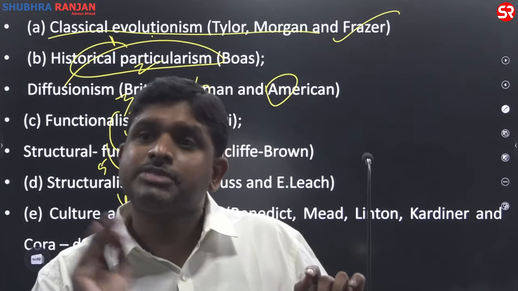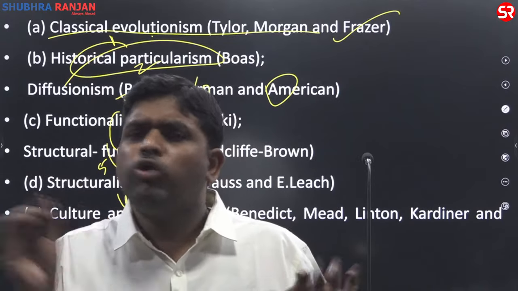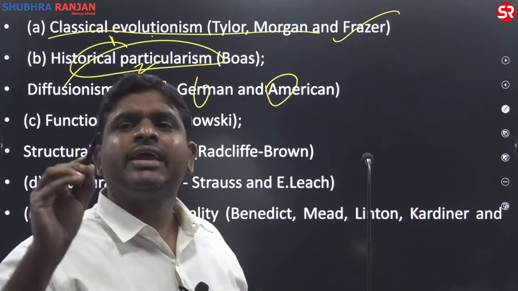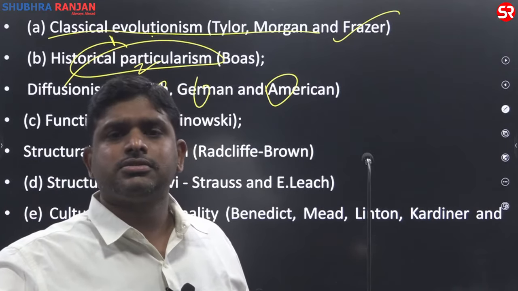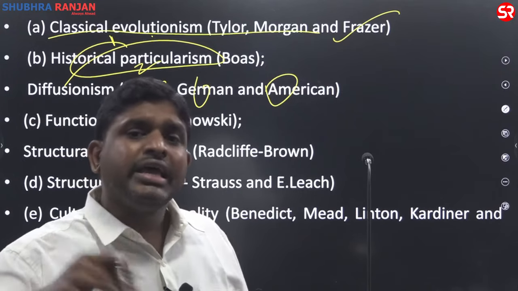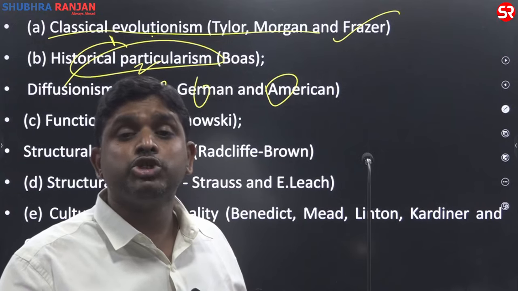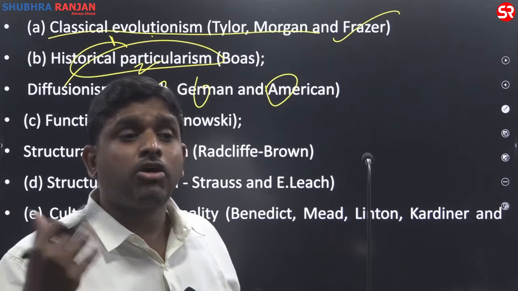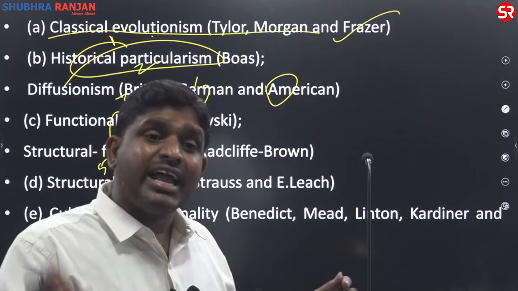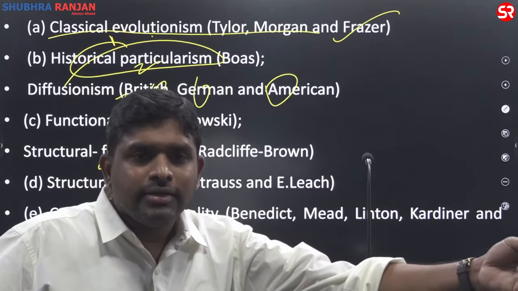First page completed, 1.5 pages completed, then E.B. Taylor. Only as a teacher, I explained everything to you. Next, you should write only bullet points. He coined the term monogenism for psychic unity of mankind. Second point, he is responsible for the evolution of religion concept through the concept called animism. No need to tell everything. If it is an animism question, then you write everything.